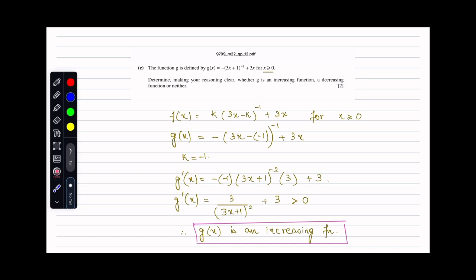Because of this square, for all x values greater than or equal to 0, x needs to be positive, and also because of the square, the value here needs to be positive, because all squared values are always positive. So positive plus positive is going to be a positive answer, which means the derivative here is going to be greater than 0. Therefore, the function g of x needs to be an increasing function. So this is how this question needs to be done.